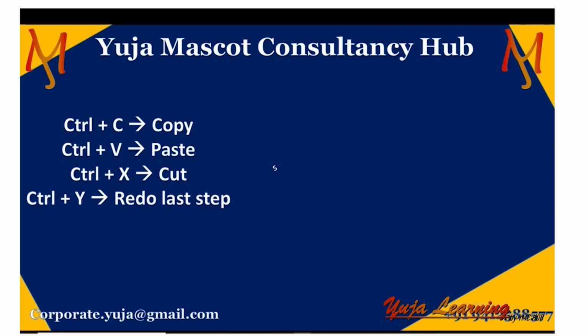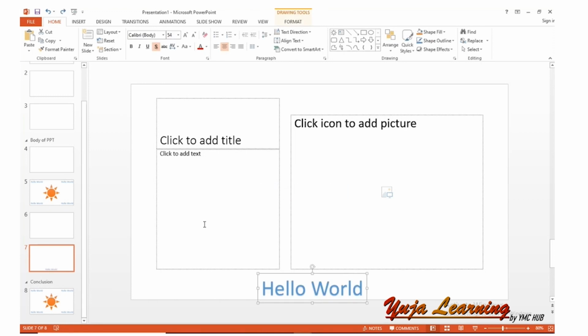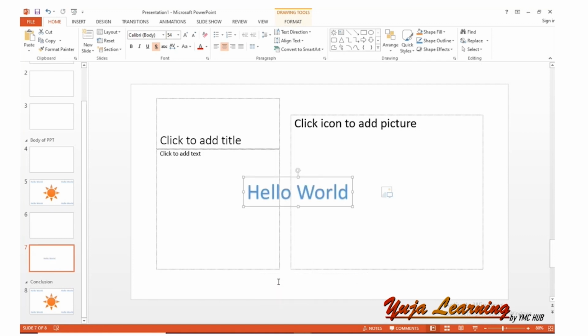Now, an important shortcut is Ctrl Y, to redo the last step. So if I do a Ctrl Z accidentally, for example, I'm doing a Ctrl Z, and Hello World has been moved from the center of the screen to the bottom. I wanted to do that step again. So I do a Ctrl Y in order to redo the last undone step.